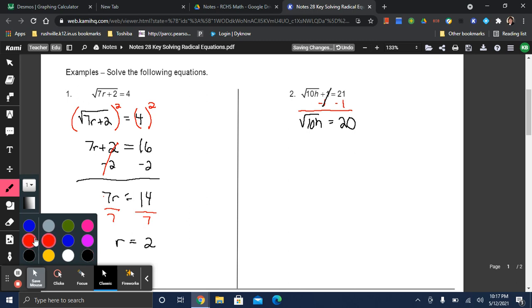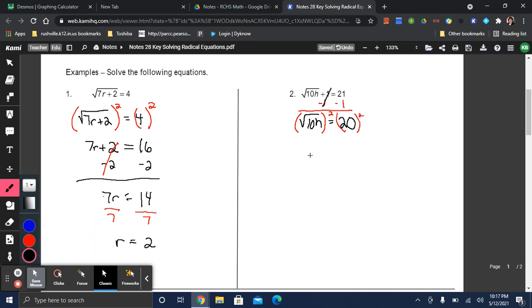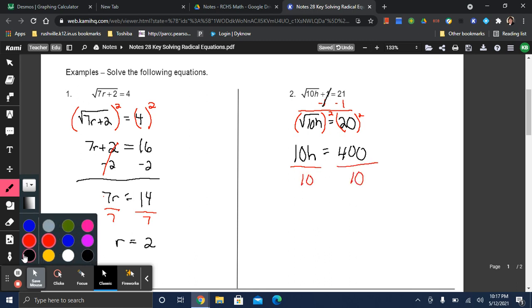Now the square root is the only thing on the left side of the equal sign. So we're going to raise each side to the second power, and that will make the square root go away. So we'll have 10h equals 20 times 20, which is 400. Then to solve for h, we just need to divide by 10 on both sides of the equal sign, and we get h equals 40.